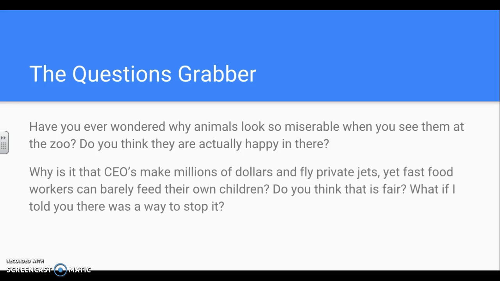This one appeals to fairness. Everyone wants to be treated fairly and can get on board with treating people fairly. So why is it that CEOs make millions of dollars and fly private jets, yet fast food workers can barely feed their own children? You think that is fair? What if I told you there was a way to stop it? You also get them interested because you're kind of egging them on, saying, what if I told you? So you're setting up what you're going to say next. It's kind of a transition phrase there.